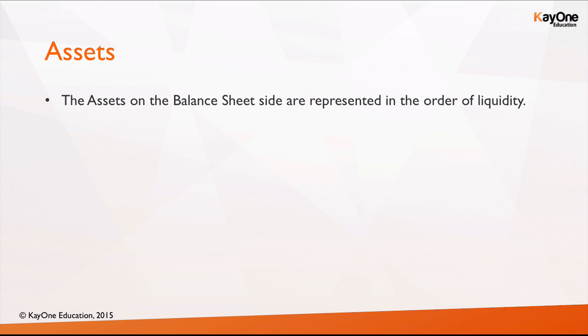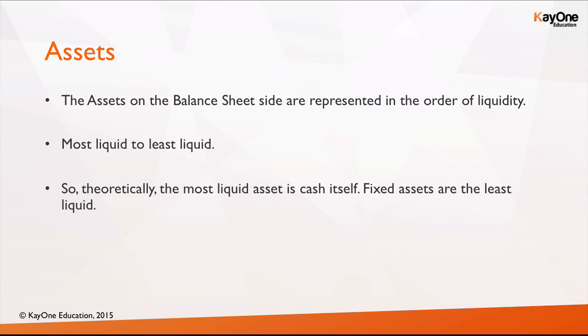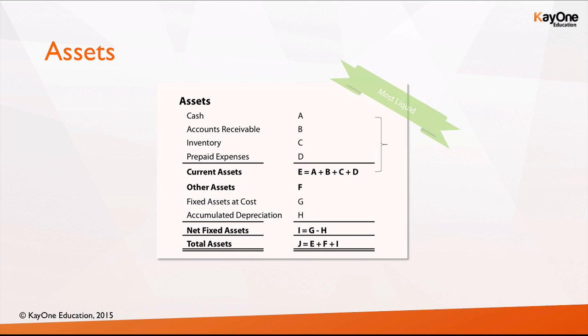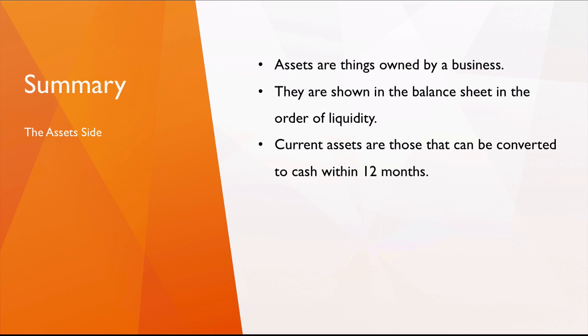The assets on the balance sheet side are represented in the order of liquidity, from the most liquid to the least liquid. So theoretically, the most liquid asset is cash itself, and therefore that is the reason why in most balance sheets you will find that cash is the first item in the balance sheet. Okay, so you have the most liquid item at the top and the least liquid item at the bottom.